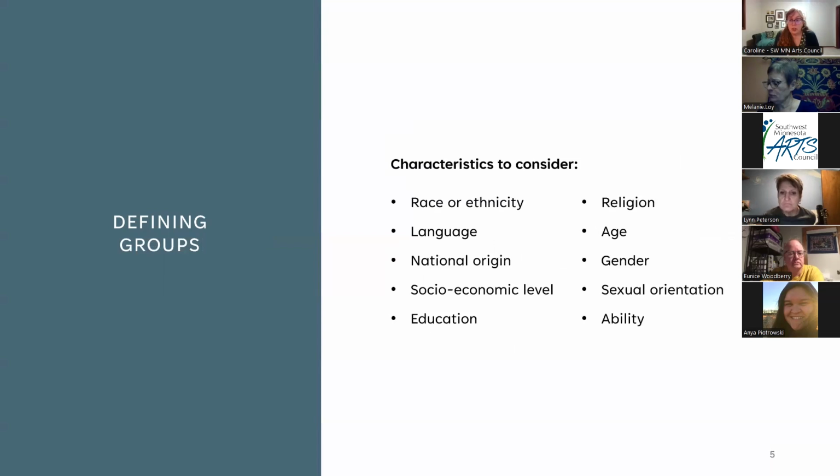In considering which groups in your community might be underserved or underrepresented, you might examine or think about characteristics like, is there a particular race or ethnicity that might be underserved, language, national origin, a particular socioeconomic level, education level, religion, a particular age group, gender, sexual orientation, or degree of ability.